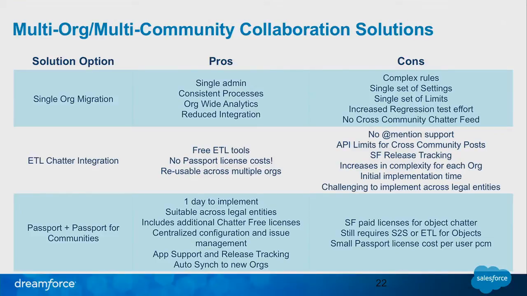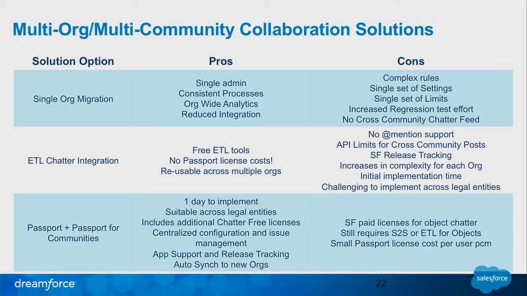Single org migration. So if you go for single org migration, again, you've got the single admin, you've got consistent processes, you've got your org-wide analytics. It's a good solution, and it massively reduces your integration. Single org can't be forgotten about. But you have got those complex rules I covered earlier. You've got a single set of settings, single set of limits, and you have a really increased regression test effort that you have to think about. When you make a change, it could break a lot of parts. You still haven't solved the cross-community chatter, though, with a single org.